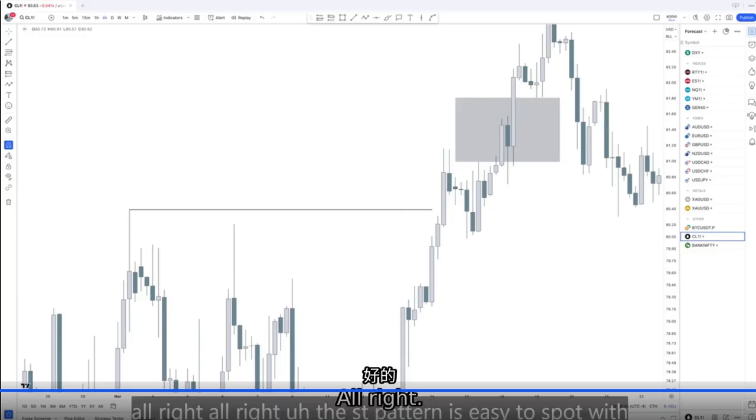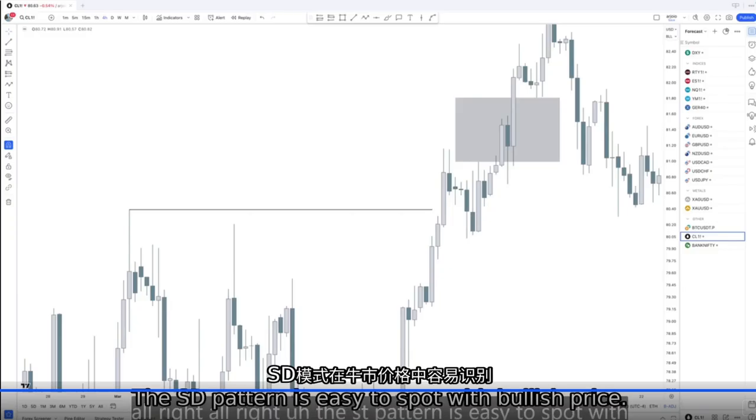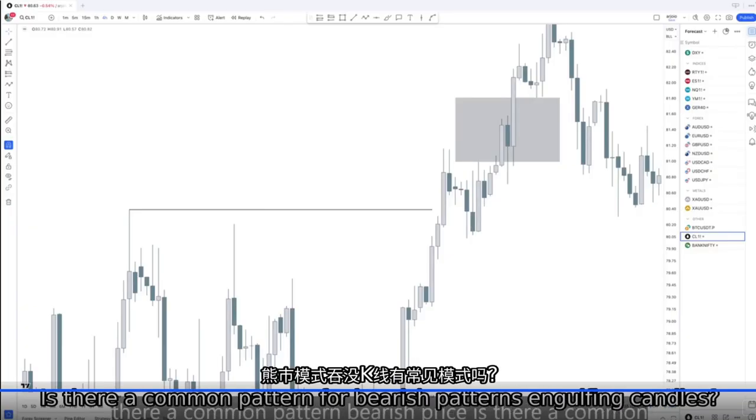All right. The ST pattern is easier to spot with bullish price action. It doesn't seem as clear with bearish price action. Is there a common pattern for bearish patterns, like engulfing candles?